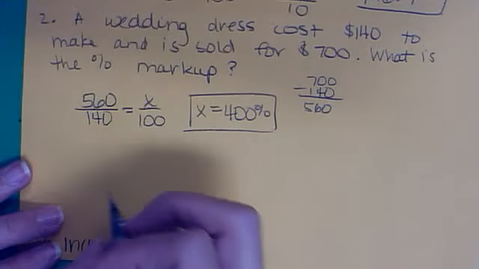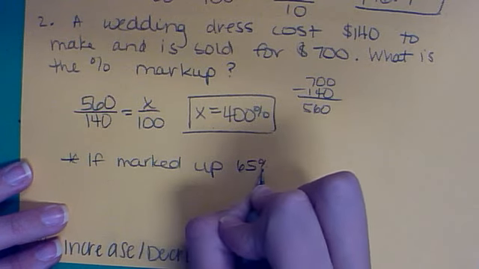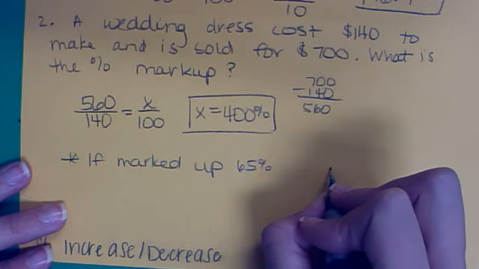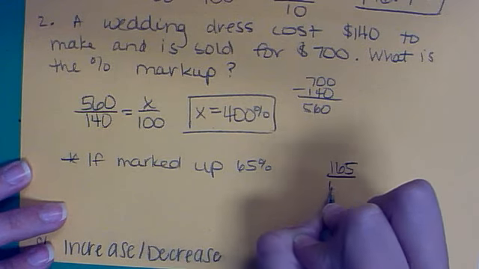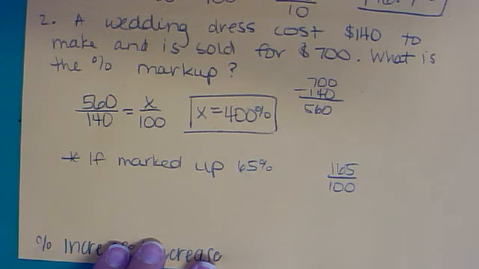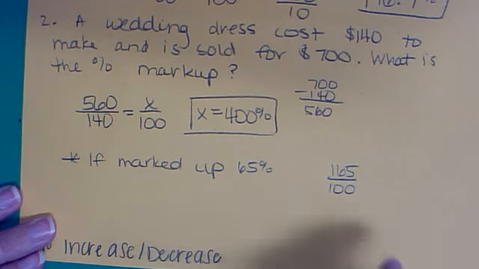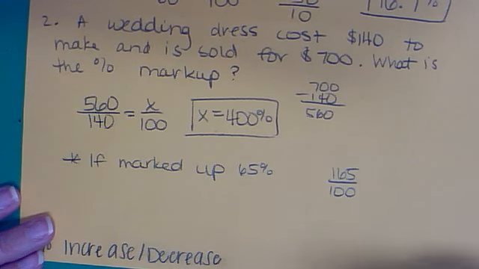The last thing I need to tell you real quickly is that if the book says it's marked up a percentage, if it's marked up 65%, for example, when you do percent over 100, you're going to do 165 over 100. And the reason is because we're talking about how much over the original amount it's marked up by 65. So we take that original amount 100 and then mark it more by that 65, which is why I do 165 over 100.